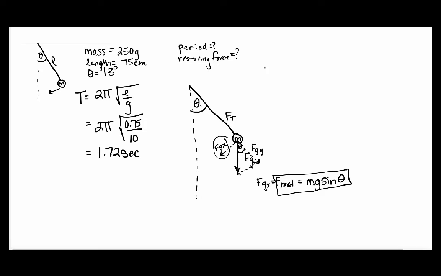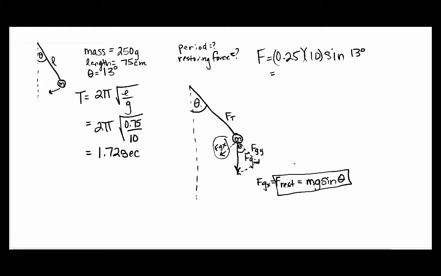So if we want to find the restoring force of this pendulum, then it's going to be mass times gravity. So it is in kilograms, remember, so it's 0.25 times 10. That's going to be 2.5 times sine of 13 degrees. If you do sine of 13 degrees, that's 0.22.